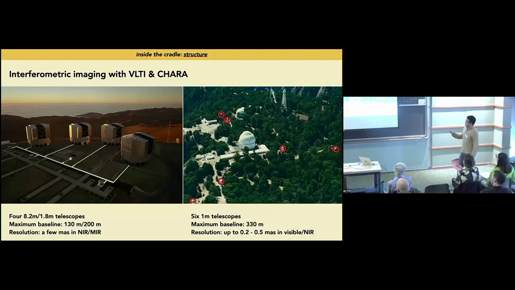CHARA has six 1-meter telescopes. The maximum baseline is slightly longer than the other one, VLTI, and it's using visible and near infrared, so shorter wavelengths than VLTI, so that helps in terms of angular resolution. So you can actually get to sub-milliarcsecond angular resolution. So how does that work?